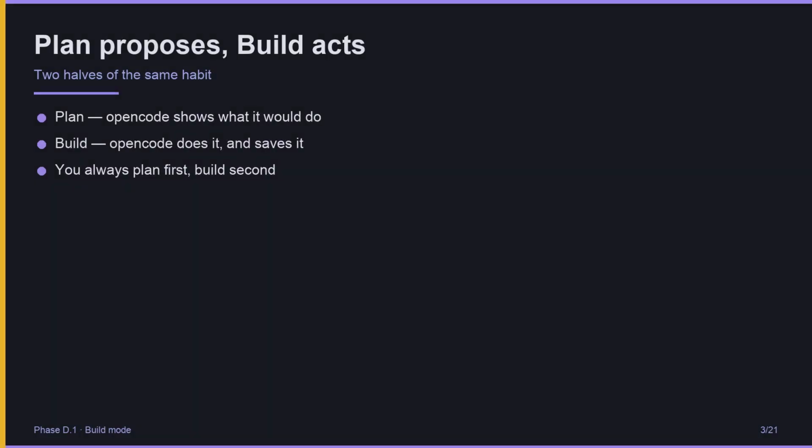Here is the cleanest way to hold the difference in your mind. Plan mode proposes, OpenCode writes out what it would do, and nothing on your computer changes. Build mode acts, OpenCode does the thing for real, and saves the result to your disk. They are two halves of the same habit. You always plan first, so that when you build, there are no surprises.